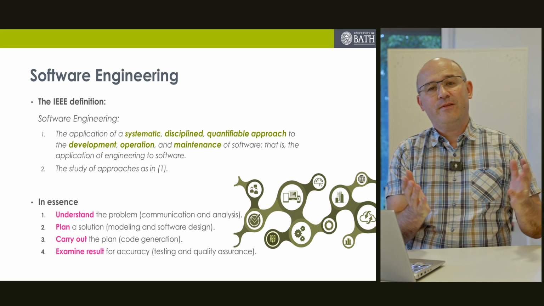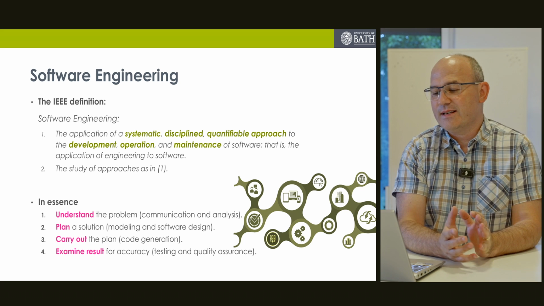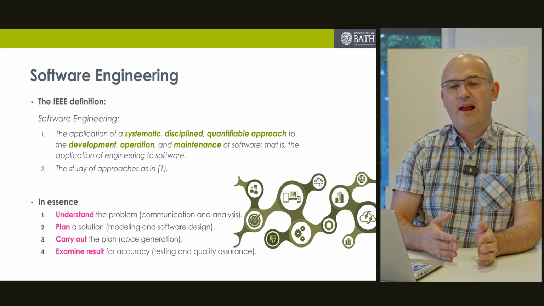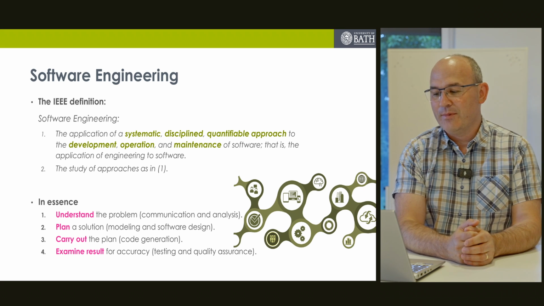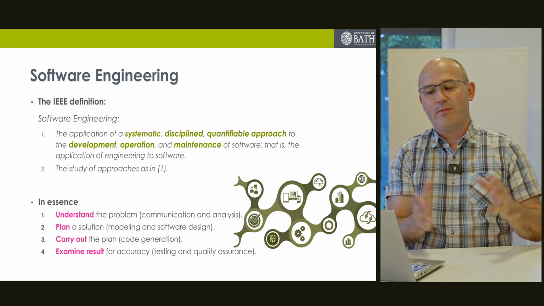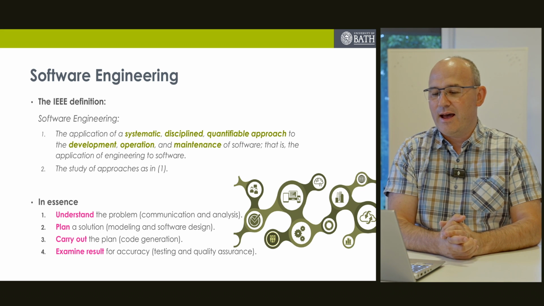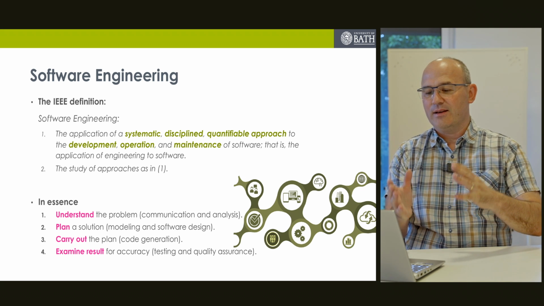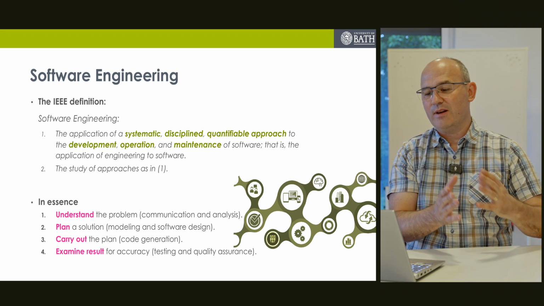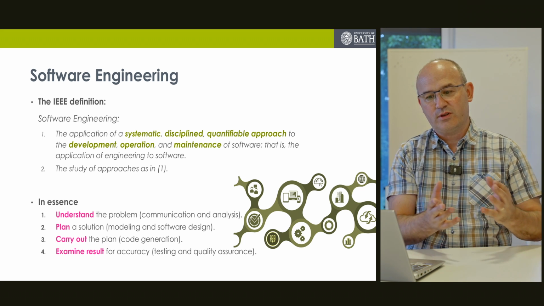And then the definition of software engineering that we're going to talk about. Software engineering is the application of a systematic, disciplined, quantifiable approach to the development, operation, and maintenance of software. That is the application of engineering to software. That's a bit of a mouthful, but that's a definition that's worth learning. It's the IEEE definition, and it's essentially developing a systematic approach to help develop software, release it, operate it, maintain it, and the study of approaches to help us to do that.